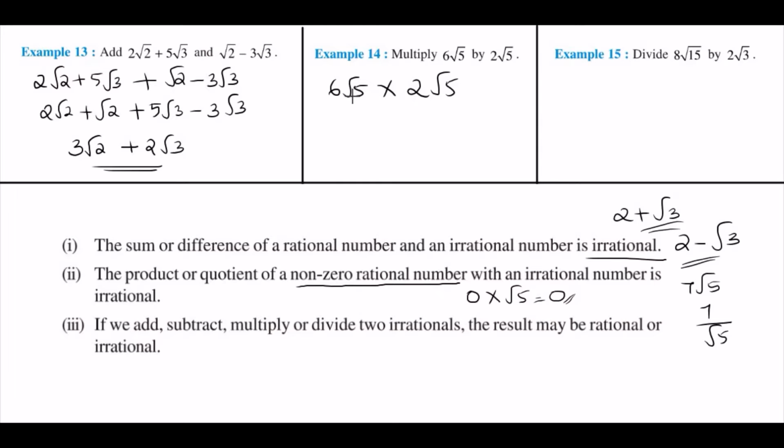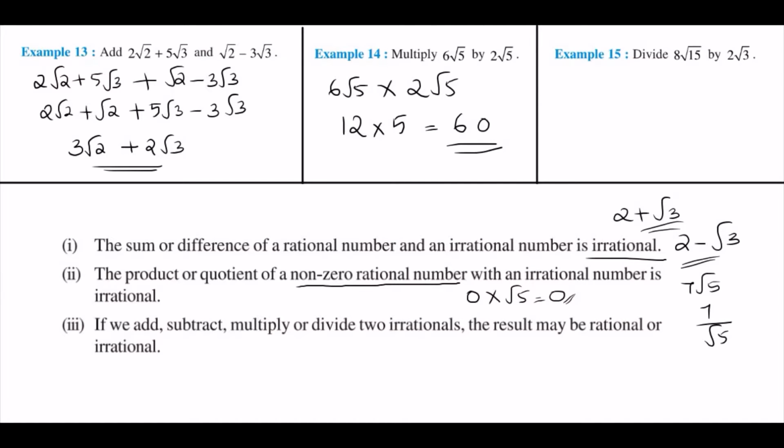What you have to do is multiply the coefficients. So 6 into 2 is 12, and root 5 into root 5 is root 25. Root 25 is 5. So you will get 12 into 5, that is 60. So when you multiply these two irrational numbers, you are getting a rational number. That is, when you do the basic operations between irrational numbers, the result may be rational or irrational.